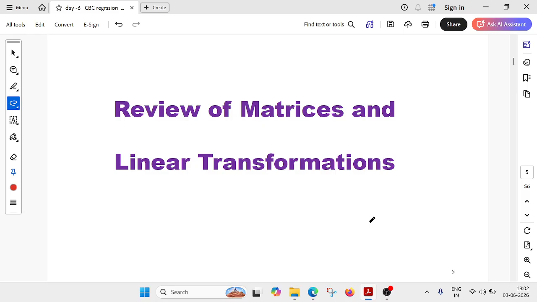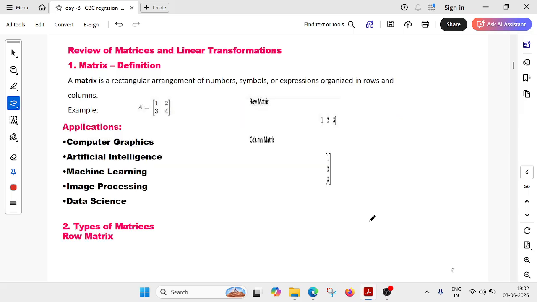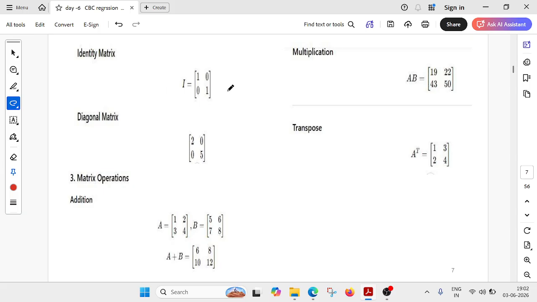Now, let's look at the review of matrices and linear transformations. A matrix is a rectangular arrangement of numbers, symbols, or expressions organized in rows and columns, right? This is the row matrix and this is the column matrix. We discussed the applications, but we are going to recap them once more: computer graphics, AI, ML, image processing, and data science. I didn't put all the types of matrices, just a few, like the identity matrix and the diagonal matrix.